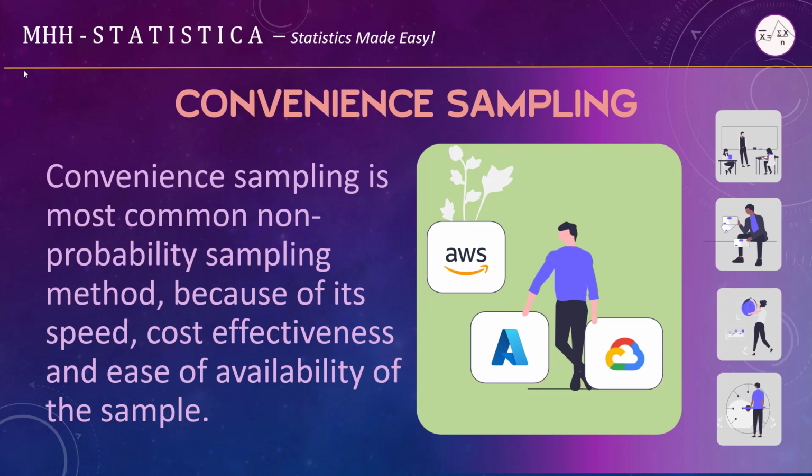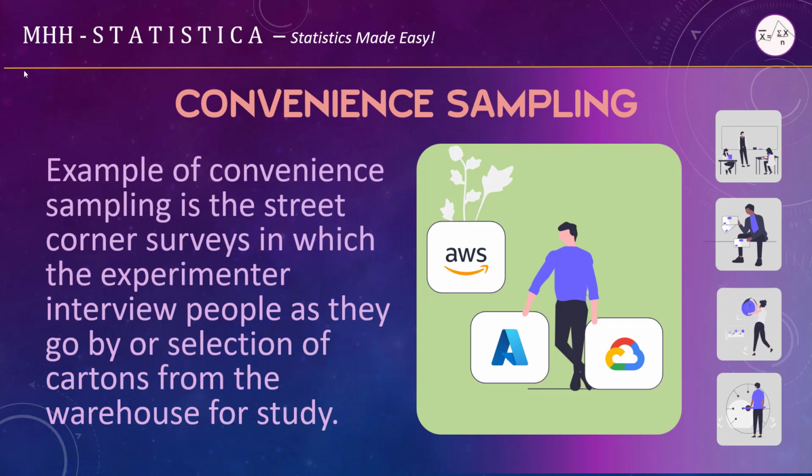The researcher will select a sample that is convenient to him or convenient to the research topic. An example of convenience sampling is street corner surveys in which the experimenter interviews people as they go by, or selection of cartons from the warehouse for study.